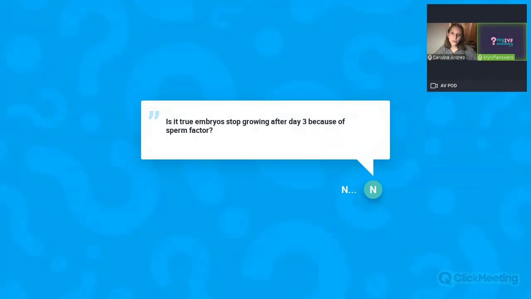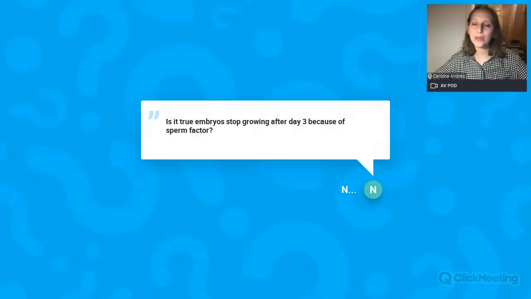Well, it's true that when we see that embryos stop more at day 4, day 5, we would say that it's more a male factor. However, it is important to analyze each case specifically. As I said, each case is different, and it's important to analyze all aspects. But talking in biological terms, it's normally associated with a male factor. But as I say, we must be careful and analyze all the case.